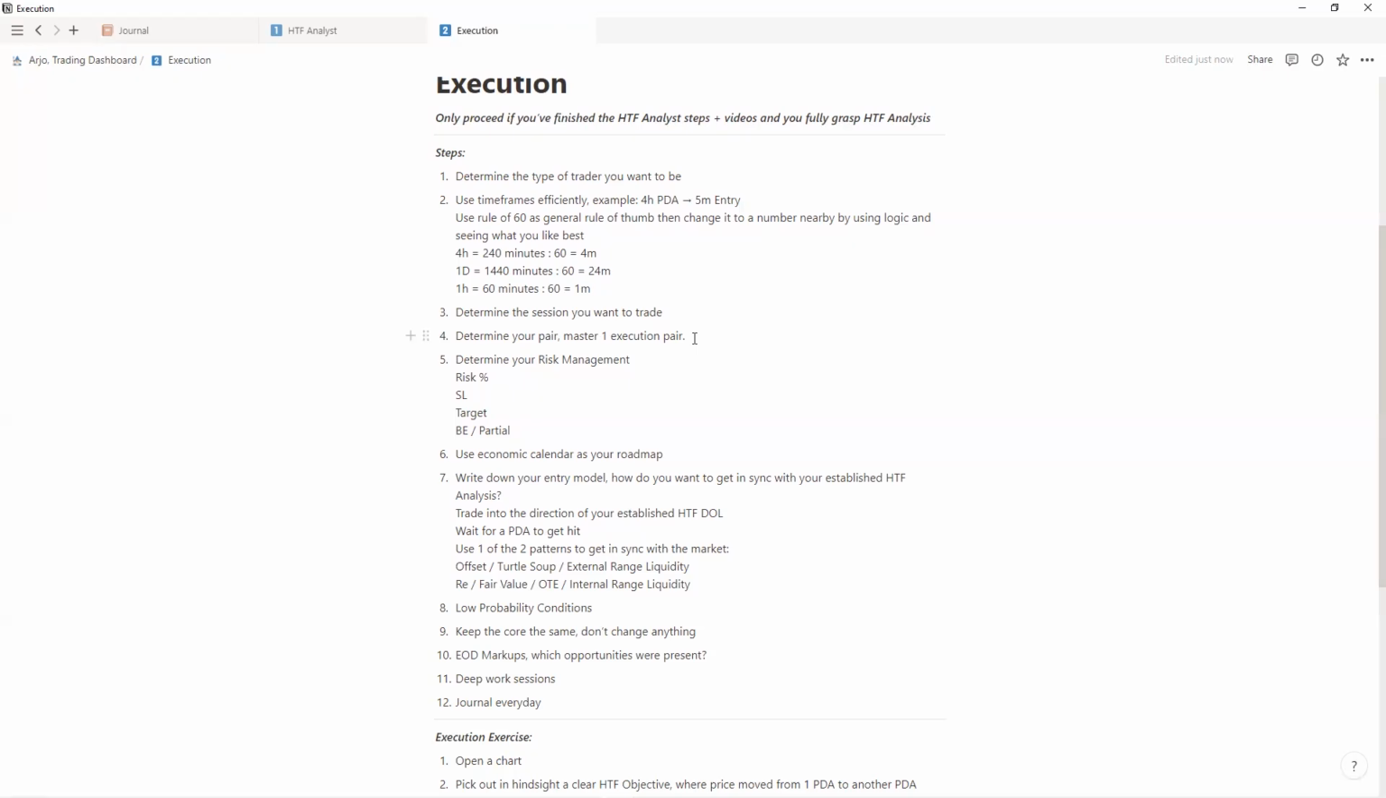That's very important, as well as the fact that some strategies might not work on Forex and might work better on indices. So that's also something to take into account.